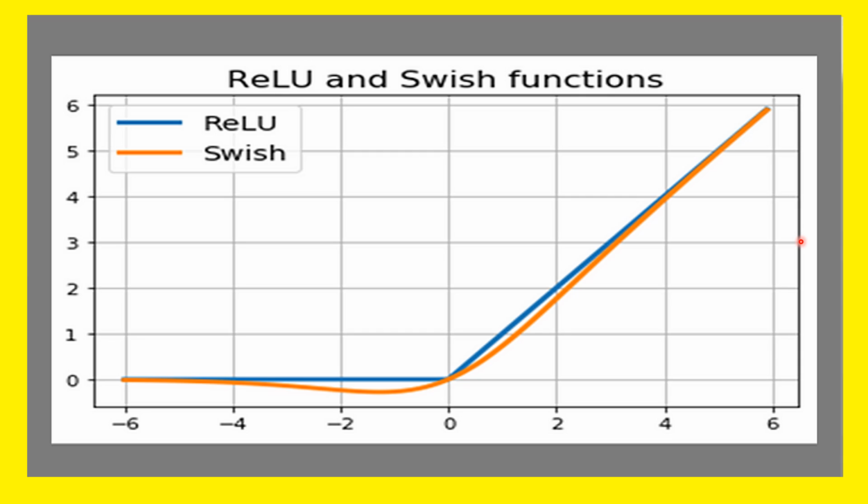So by using the Swish activation function, the stock price prediction model can provide investors with more accurate and reliable predictions of stock prices, helping them make informed investment decisions and potentially reduce their investment risk.